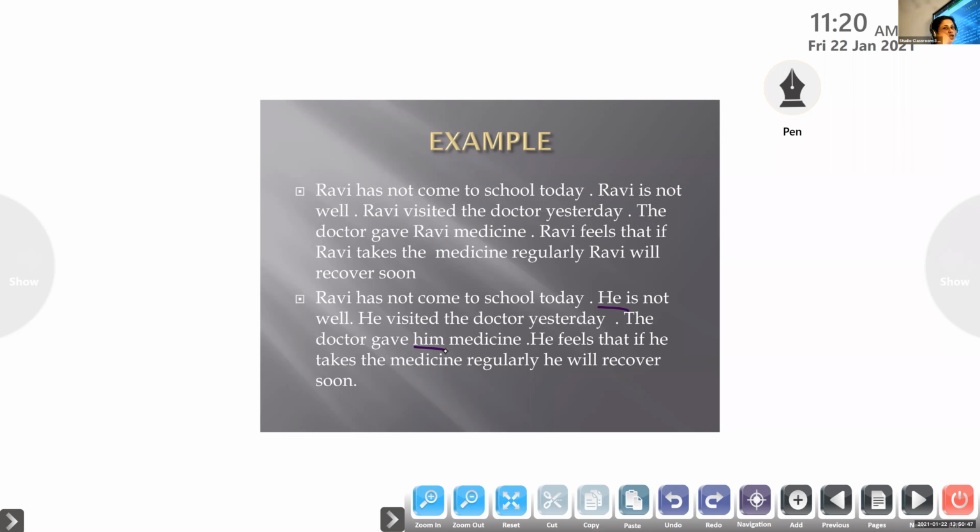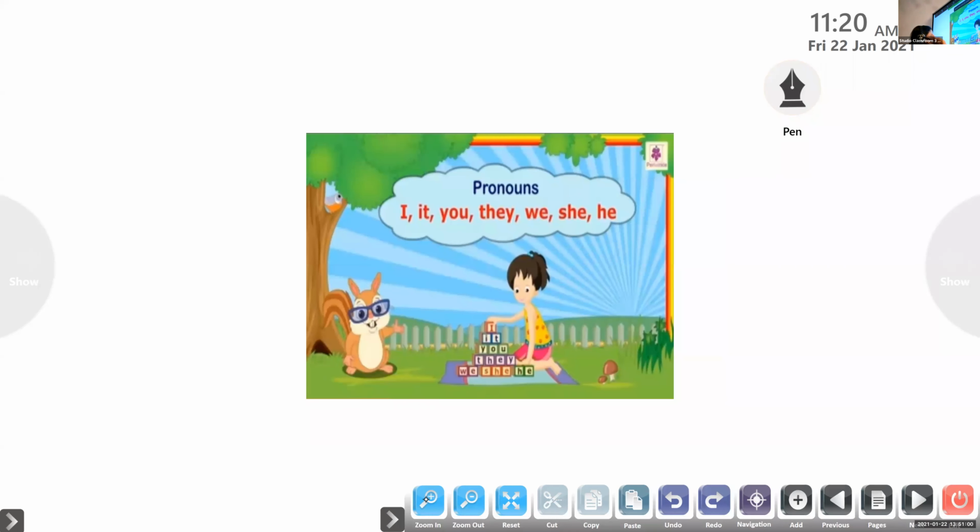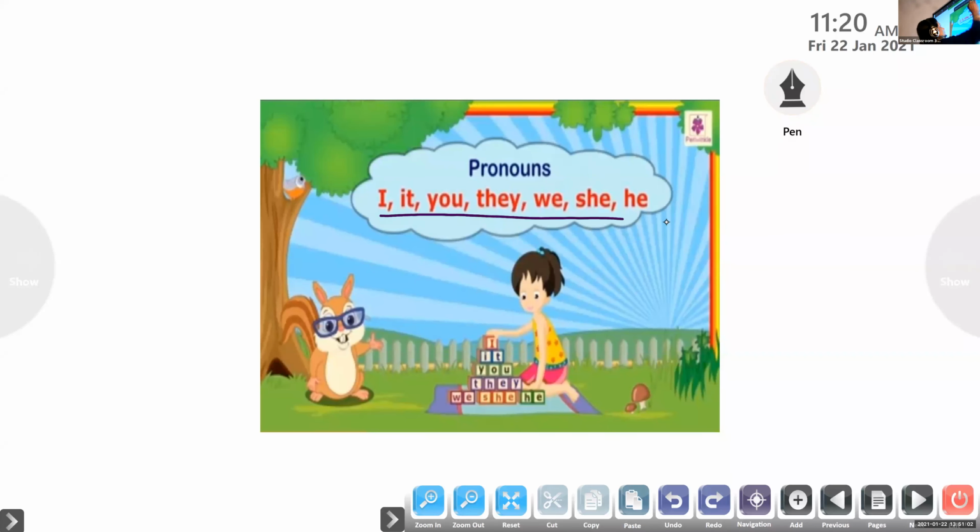To avoid the repetition, again calling the same name, putting the same name, Revi, Revi, Revi everywhere, it sounds so awkward. So we make use of the pronouns he and him. Okay, so I hope that's understood. These are the 7 main pronouns. Learn well.